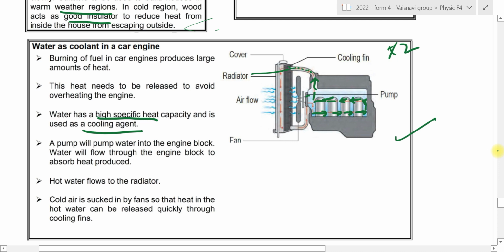Okay. A pump will pump the water into the engine block. Water will flow through the engine block to absorb the heat. Hot water flows towards the radiator dekat sini. Cold air is sucked in so that the heat in the hot water can be released quickly. Dia release the heat lah. Can understand?